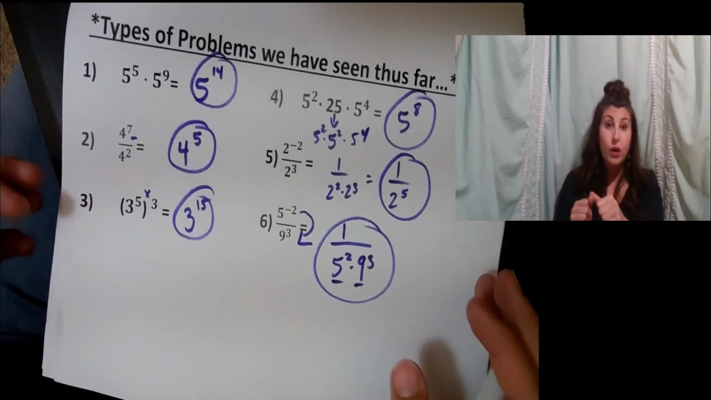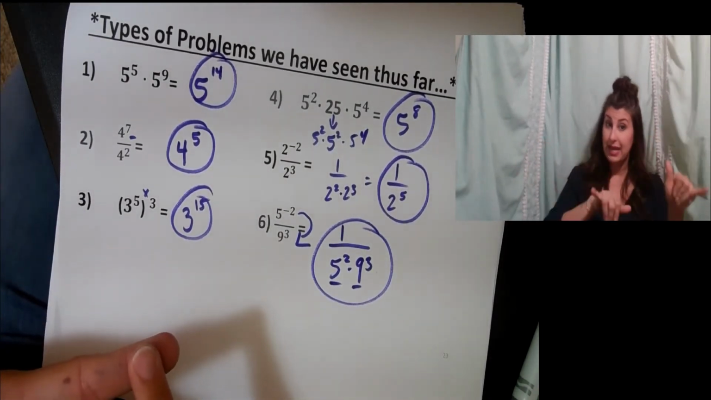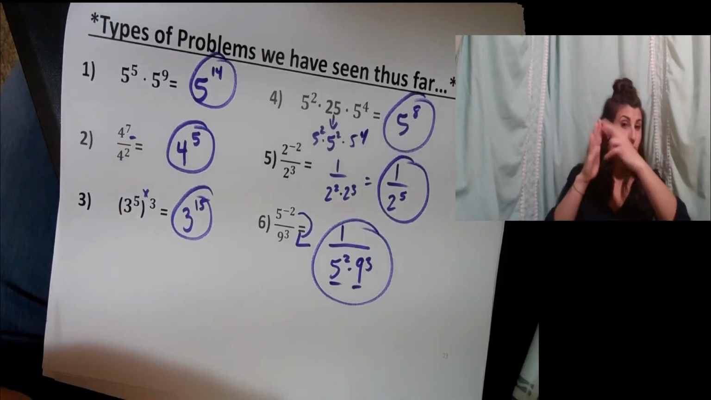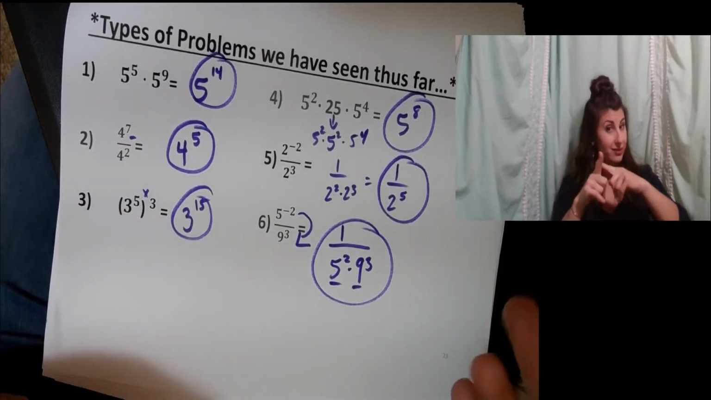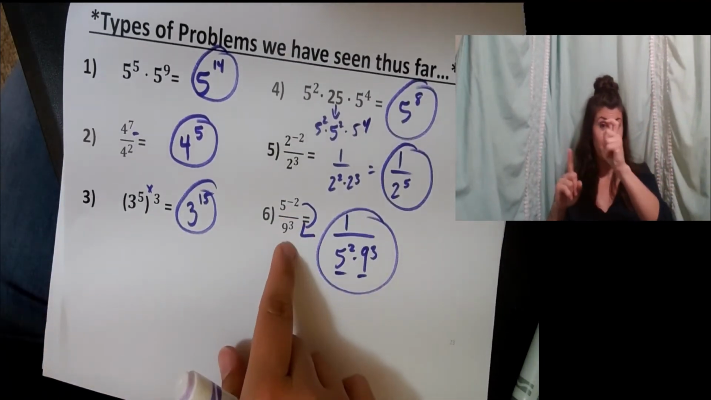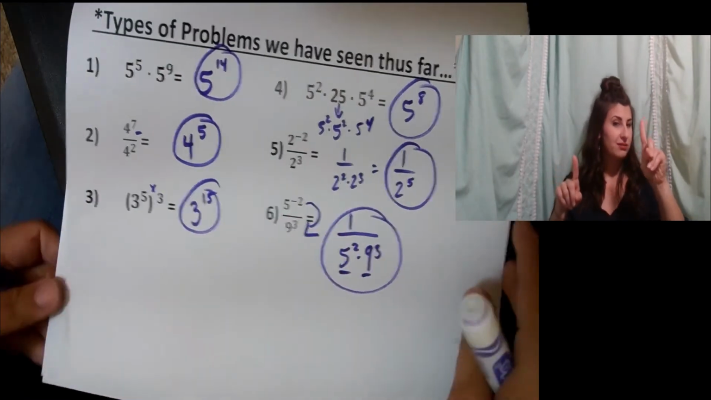Alright, remember, ask yourself, are they the same bases or are they different? If they're the same bases, then I have two different ways of going about it. Flip first, then do the rules, or do the rules and then flip. And then if they're different, if they have positive exponents, just leave it. But if they're different and one's negative, flip it.